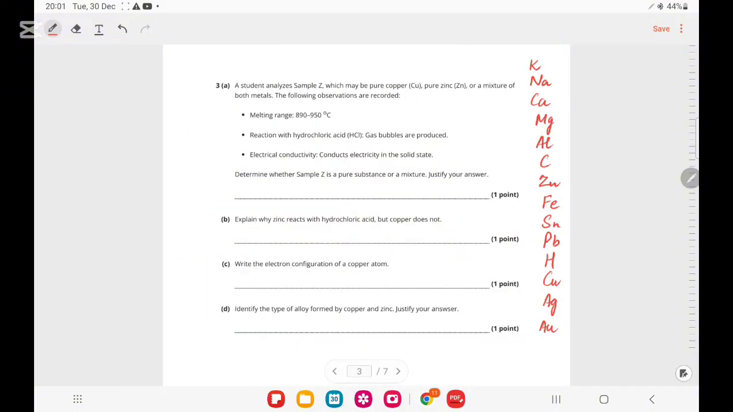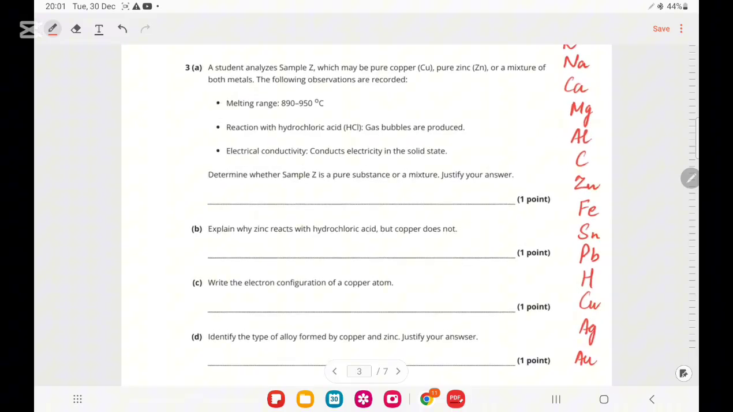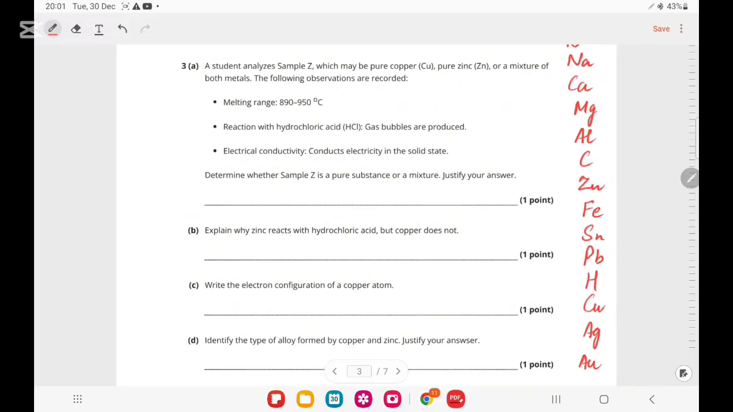So in this question, a student analyzed sample Z, which may be pure copper and zinc, and is a mixture of both metals, and their melting range is 890 to 950. That means it is not fixed, because we know that if it is a pure substance, then it is going to have a fixed melting point and boiling point, but here it is not fixed, so it is definitely a mixture, because a mixture has a range of melting point or boiling point.